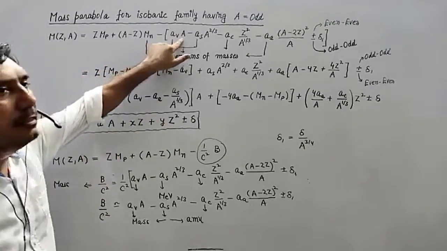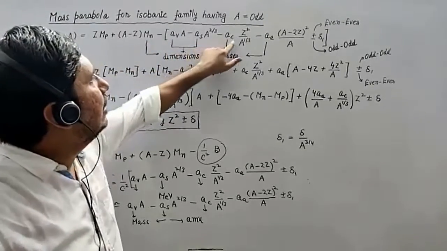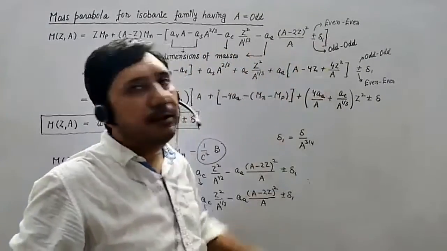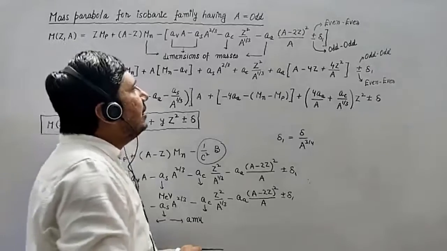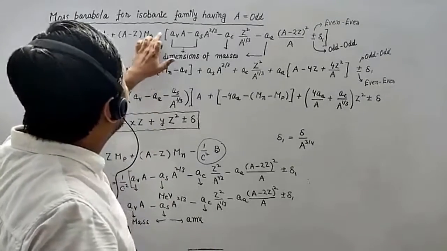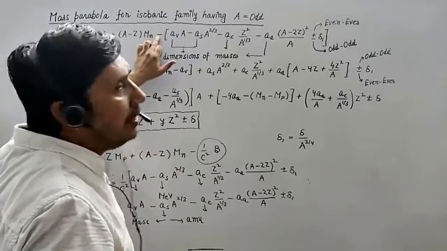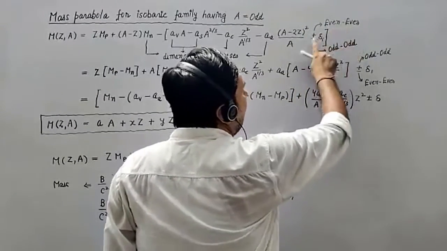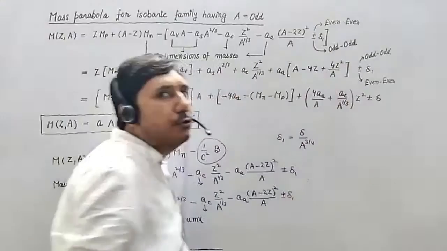This is the volume energy term, this is the surface energy term, this is the Coulomb energy term, the asymmetry energy term, and this is the pairing energy term. In this pairing energy term, what is important here is that outside the bracket we have a minus sign, and here this plus sign is for even nuclei, this minus sign is for odd nuclei.